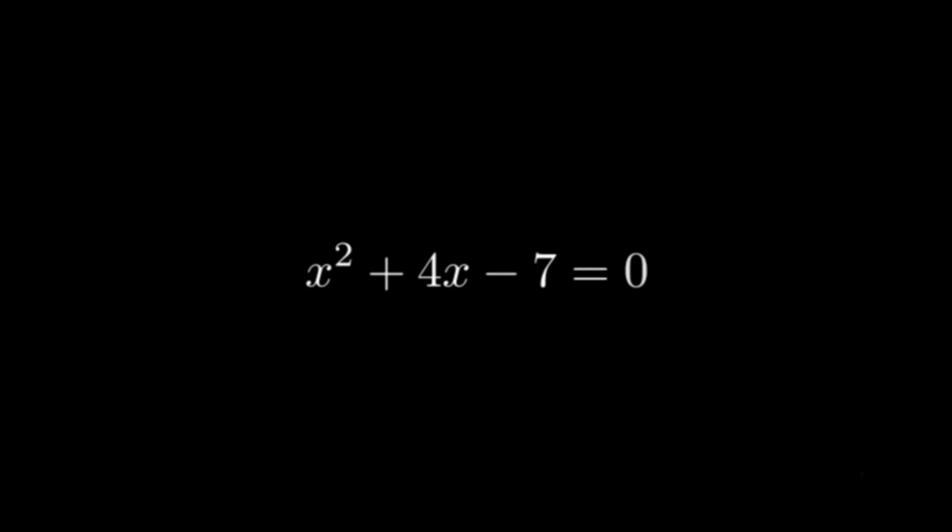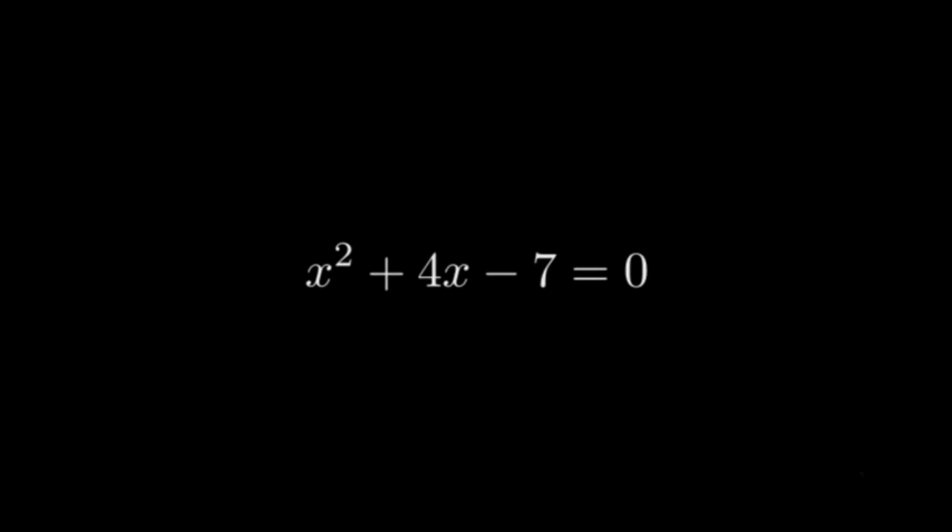In this lesson, we're going to explore how to solve quadratic equations, which are essential in algebra for finding values that make polynomial expressions equal to zero. Let's examine this specific quadratic equation, x squared plus 4x minus 7 equals 0. This is a perfect example to demonstrate the quadratic formula.